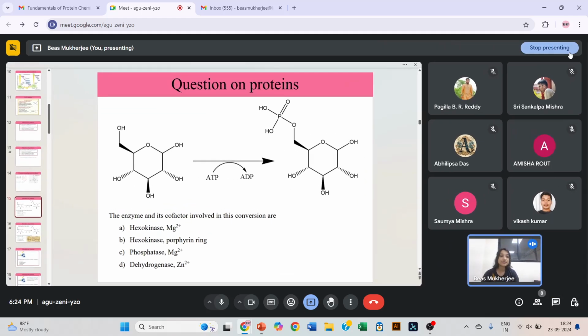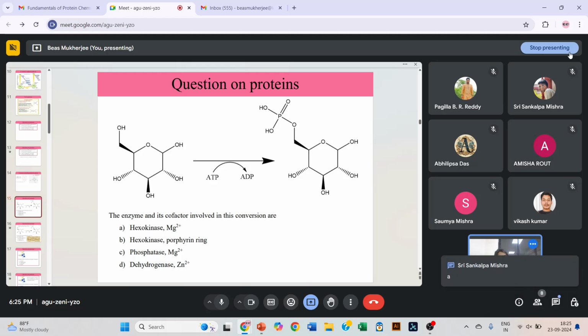Now this is a very simple question. If you look at the structures, you will be able to identify exactly what molecule it is. This is a molecule that you have studied very much. Everyone knows this molecule and is aware of this reaction. Try to understand what is happening here, and what enzyme and what cofactor may be involved. If you know the enzyme, automatically you will understand what cofactor it uses. So try to answer the question.